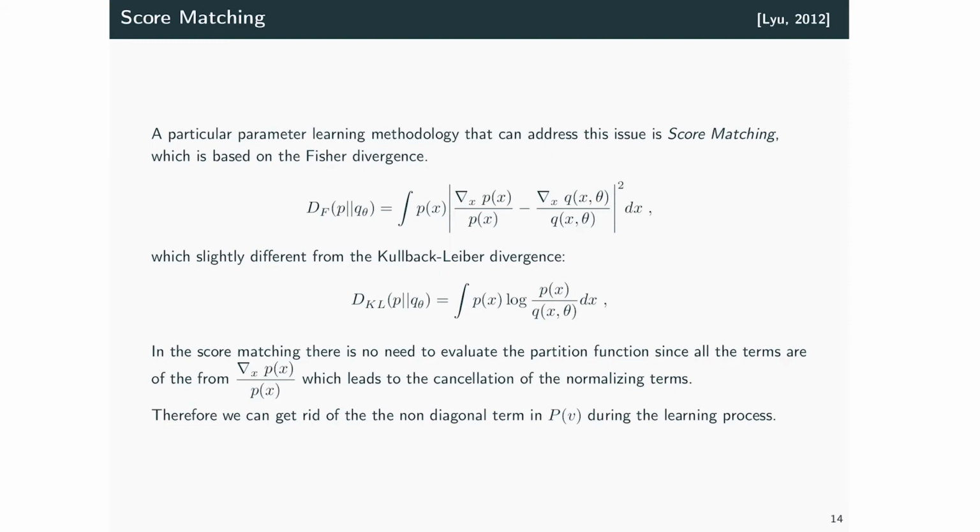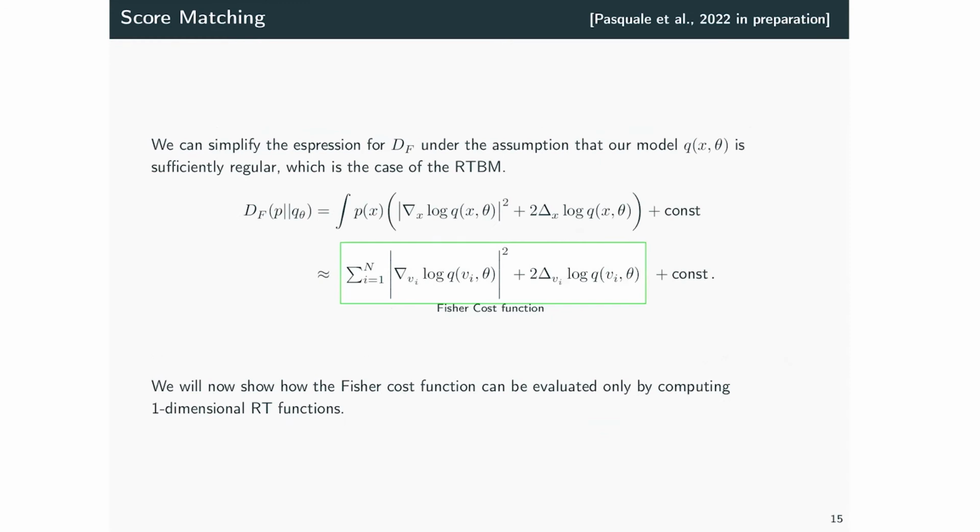And now I will show you a few ways to simplify the previous expression, which was quite complicated. Under the assumption that our model is sufficiently regular, which is the case for the Riemann-Theta Boltzmann machine, since we have this exponential damping factor, we can have this nice expression here, which will depend on the gradients of the log of our probability distribution, and 2 times the Hessian of the log of the probability distribution again.